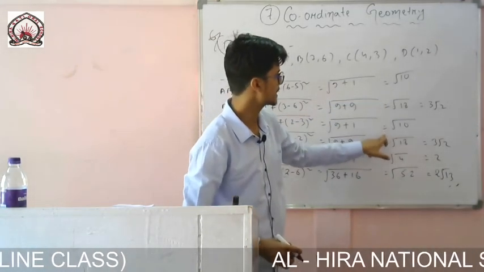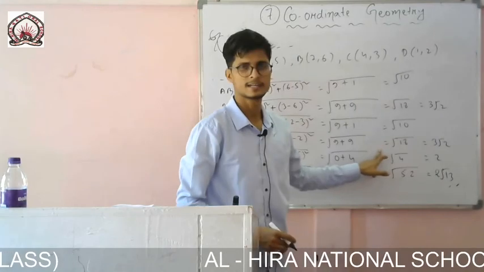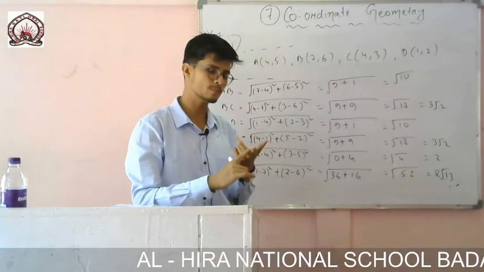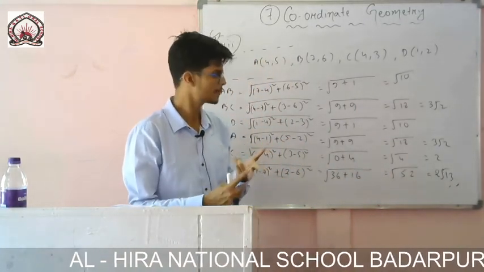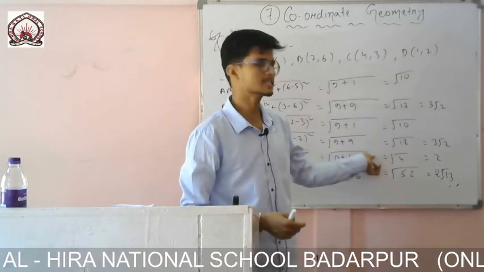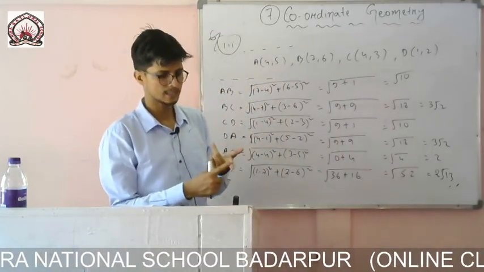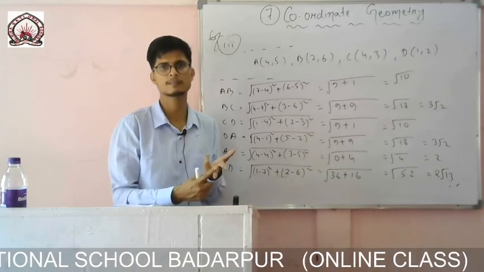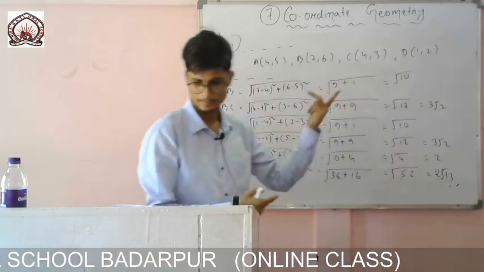The two sides are equal. Here also two sides are equal. That means it is not a square. Either it will be a rectangle or it will be a parallelogram. Now you see the diagonals are not equal. In case of a rectangle the diagonals are equal. In case of a parallelogram they are unequal. So that means it is a parallelogram.